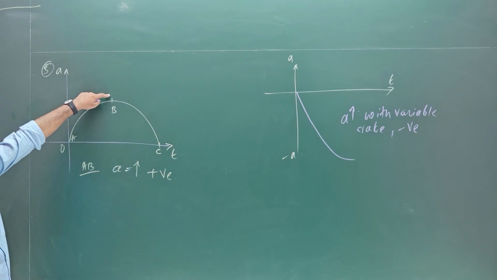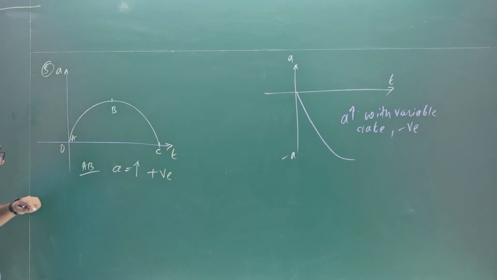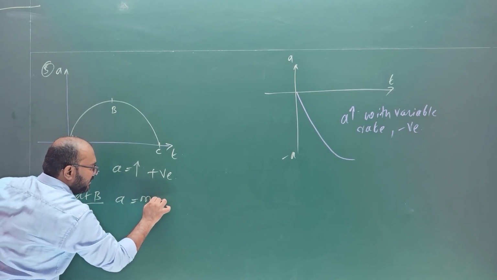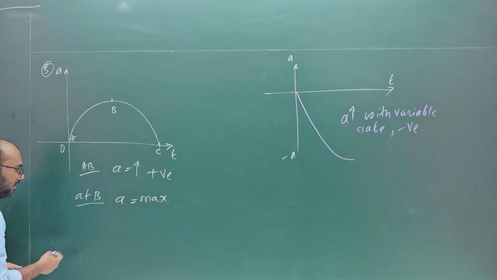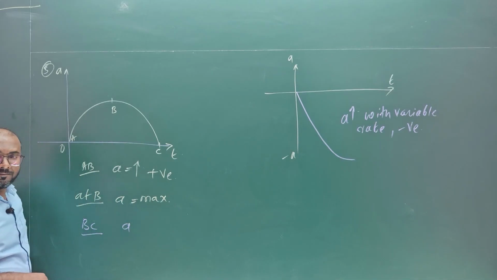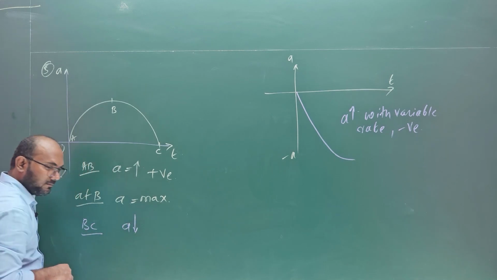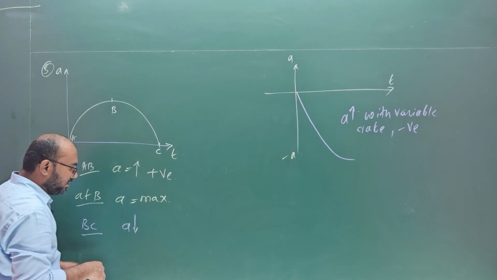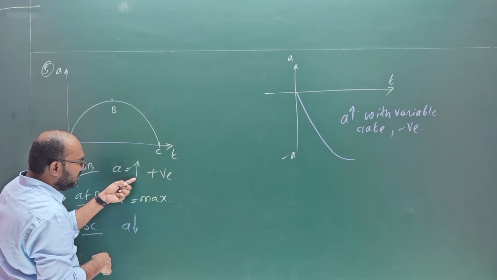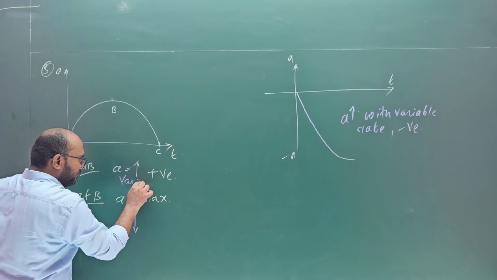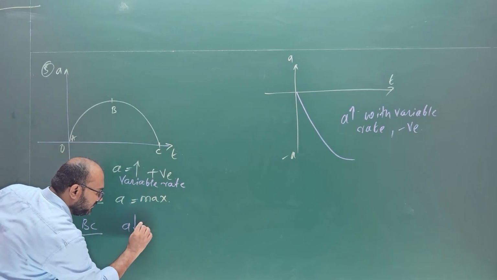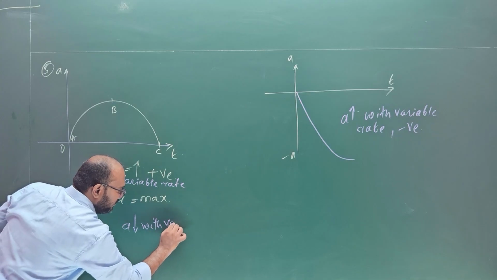Can I say that at B it becomes maximum? Very good. So at B acceleration is having a maximum value. Or can I also say that from B to C acceleration is decreasing? Yes. Constant or variable rate? Variable. So acceleration is increasing here with variable rate. Here also it is decreasing with variable rate.